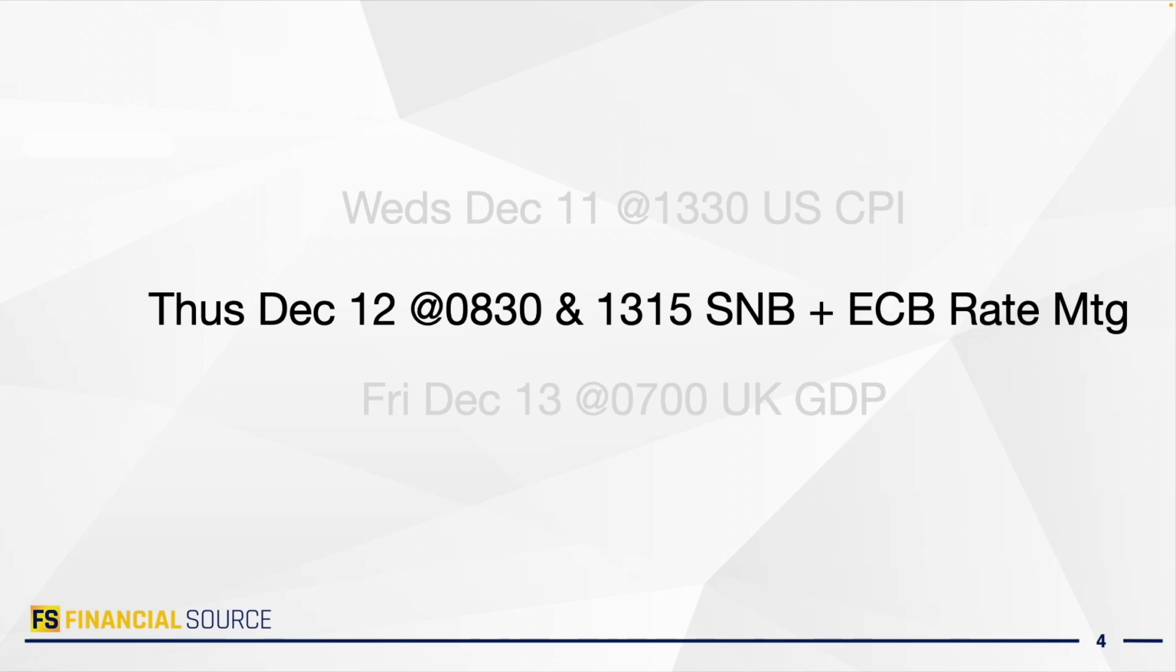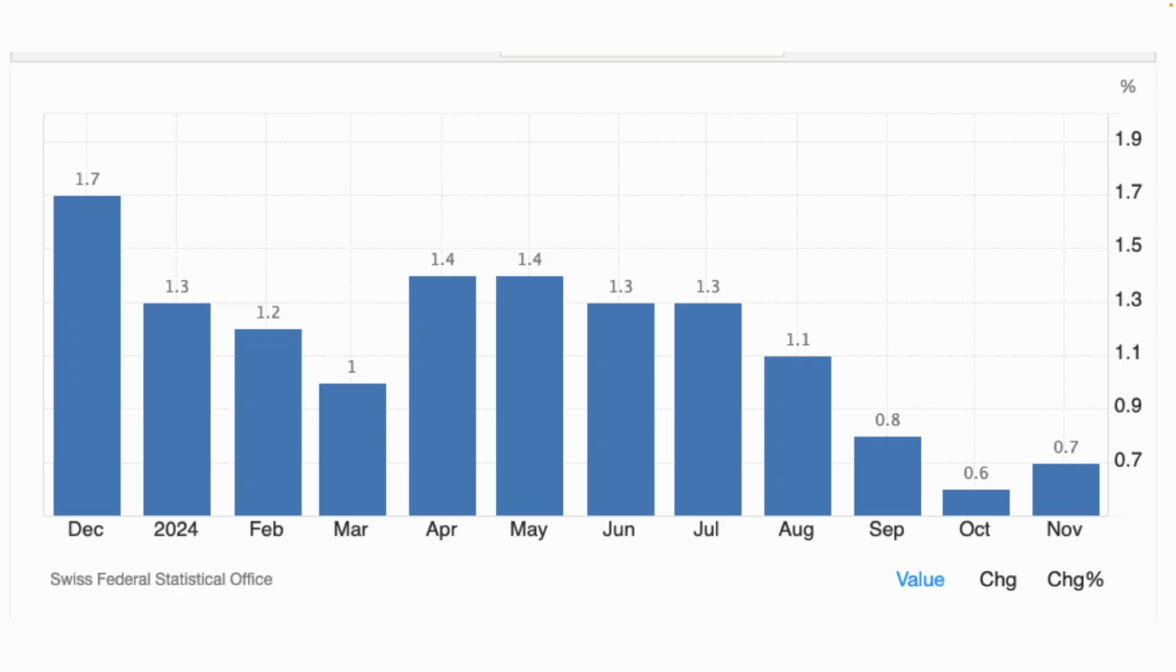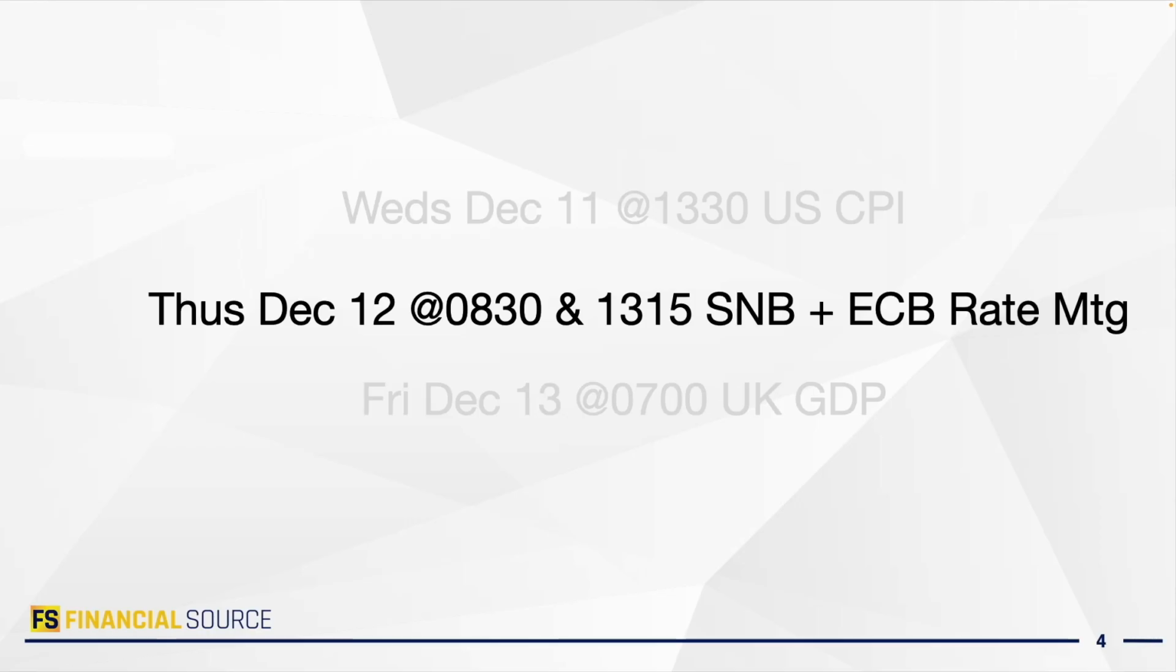On Thursday, we've got two interest rate decisions, both of interest. We've got the SNB and the ECB interest rate meeting. Now, with the Swiss National Bank, they are in a situation where the inflation battle is really well and truly being won. You can see, look, year on year, it's 0.7%, so it's below a 2% target. And the SNB are on course to cut by 50 basis points on their next interest rate decision on December 12th. That's the base case.